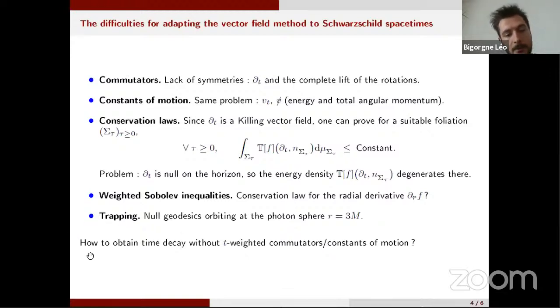And maybe the last question. In Minkowski, we obtain time decay on the solution by using the fact that we can commute the equation by commutators with weight in t. And here, the commutators do not have weight in t. So the question is how to obtain time decay using the vector field method.